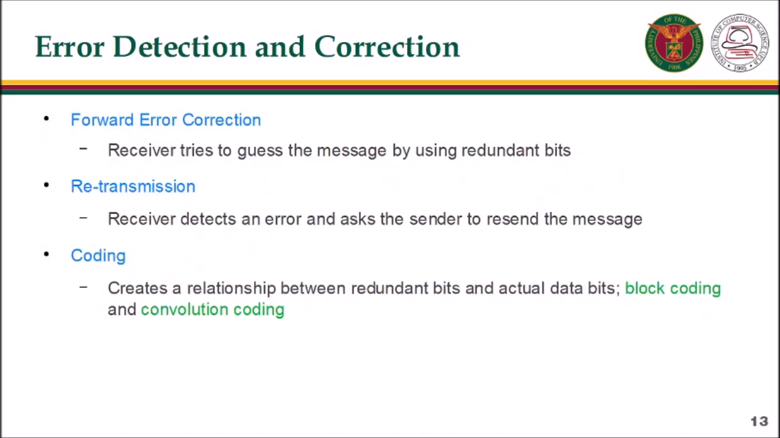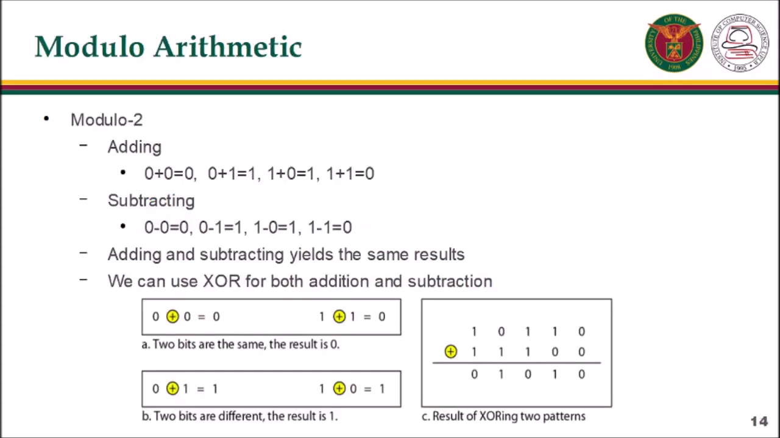There are two ways to correct errors: forward error correction, where the receiver tries to guess the message by using redundant bits, and retransmission, where the receiver detects an error and asks the sender to resend the message. Coding creates a relationship between redundant bits and actual data bits. We can divide coding schemes into two broad categories: block coding and convolution coding. We will be using modulo arithmetic, specifically modulo 2, in error detection and correction.